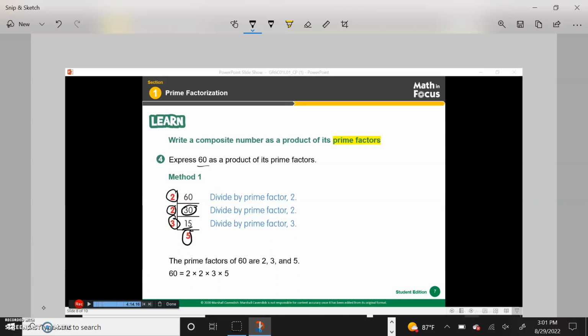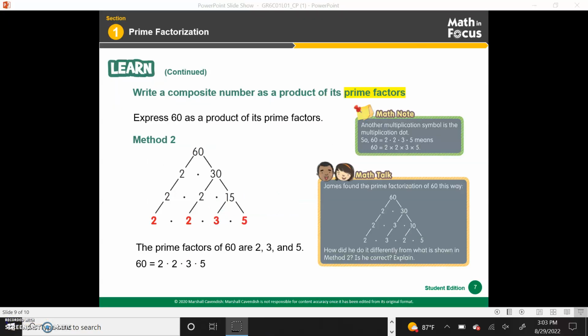However, when you write a composite number as a product of its prime numbers, you want to list them out: 2 times 2 times 3 times 5. So an easy way to remember or to check that you have the prime factors of a number is that when you multiply all the prime numbers together, you get the original number, which would be 60 there.